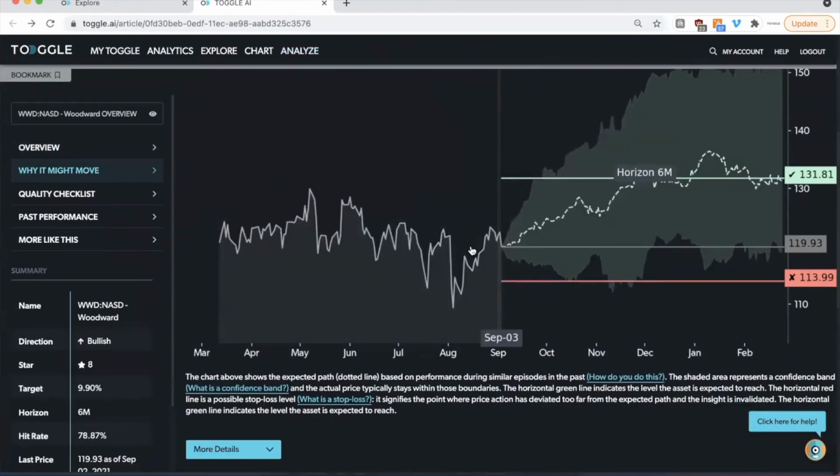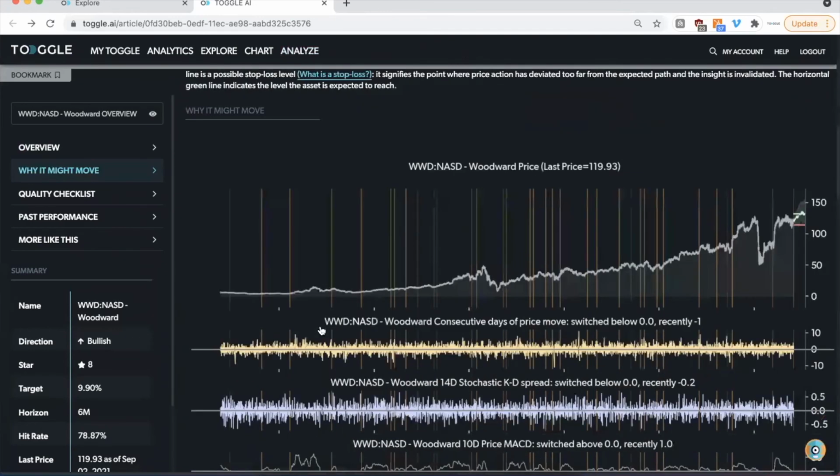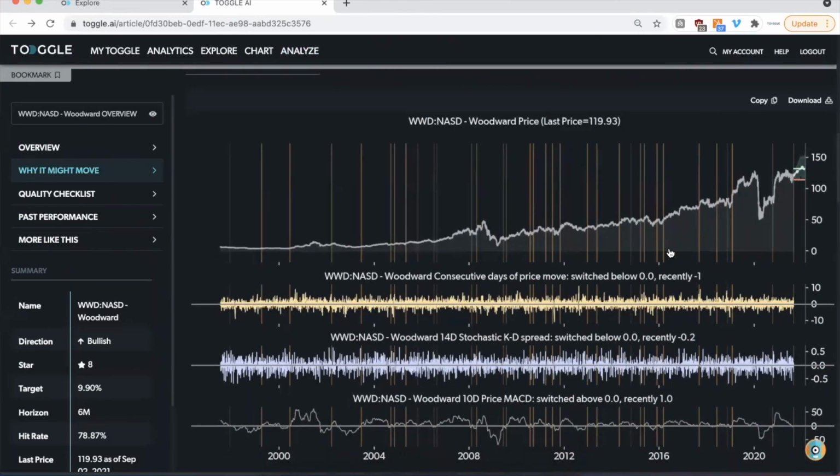Once you've done this, if you go to the more detailed section, we have the why it might move graph. This is basically a time series that shows you when, in the last X amount of years, Toggle has seen this event occurring. Each bar shows that. And what Toggle does is take that information and say, okay, I've seen this happen in the past. What happened after that? Using all the 37 times that it saw this happening and what happened after, it's able to predict what's going to happen next, or what's most likely going to happen next.